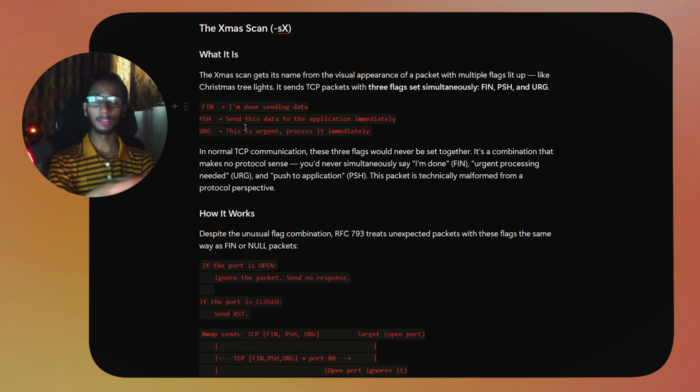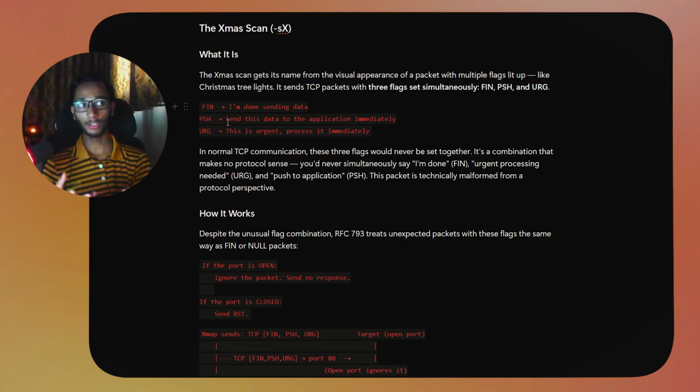And the third flag we have is the URG, or urgent flag. When this is enabled, it means that this data is urgent and should be processed immediately, right? So in normal TCP communication, these three flags together won't be enabled because this is very unusual. It's like saying at the same time, I'm done sending the data, push the data to the application immediately, and also this is urgent, process it immediately. Like you are saying at once: close the connection, process this data, and send the data to the application immediately. This is very unusual.